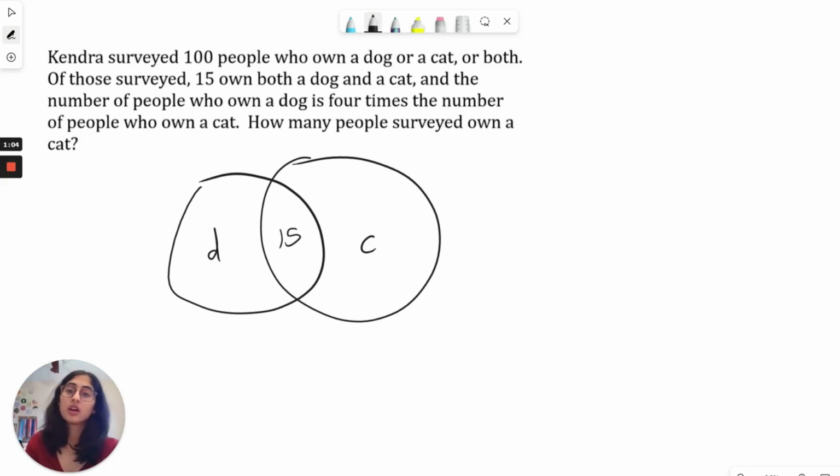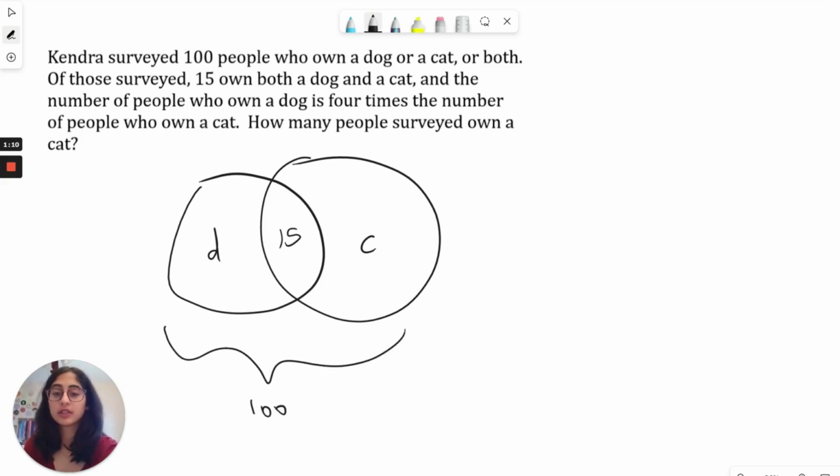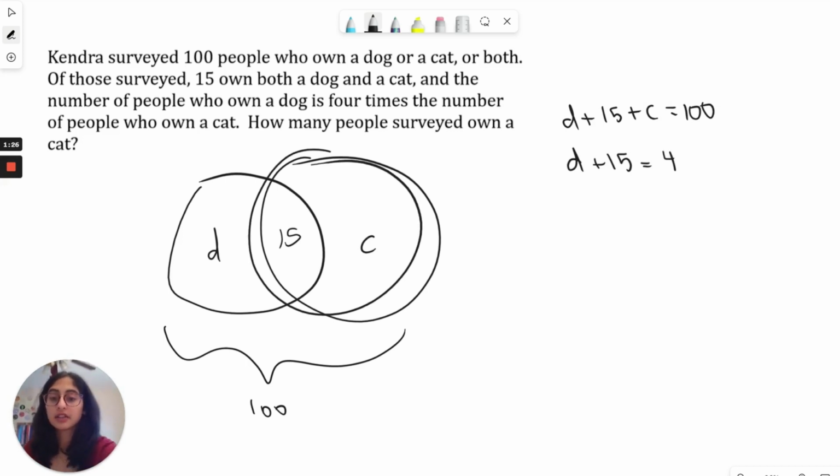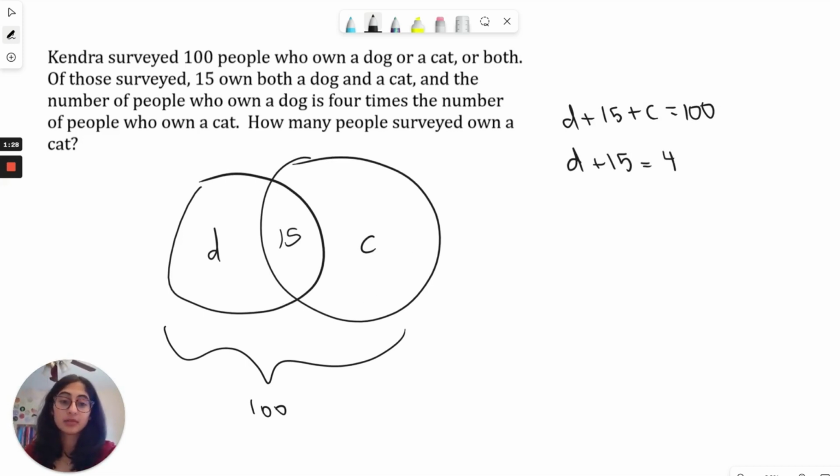And now we can write out a few equations to represent this. We know that there's 100 people total, and so we can say D plus 15 plus C equals 100. We also know that the number of people who own a dog, so that's everything in the left circle, that's D plus 15, is 4 times the number of people who own a cat, so that's everything in the right circle, C plus 15. Be careful that you remember to add the 15 in these equations.